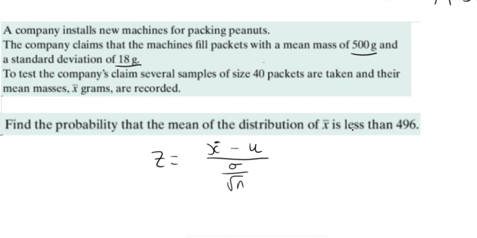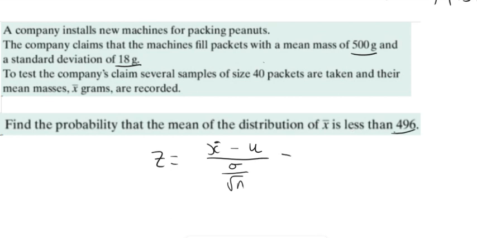Again, think about all of the packets in the company, which generally all have a mean mass of 500 grams. That's the average for the company in general. But then you're just taking a sample of 40 packets, looking at them and seeing what the mean of those would be. So what's the probability that the mean of that distribution is less than 496?